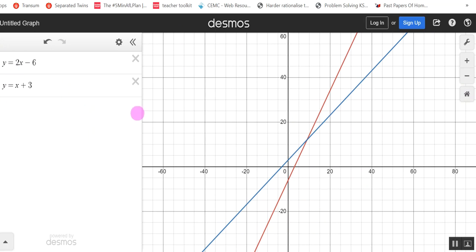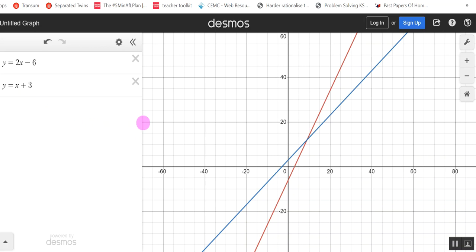Two lines cross, look. You can see if I zoom out. The red one goes up faster and the blue one goes up slower. Does that make sense based on the equations? How would I know that's going to happen anyway? Which one goes up faster? The steeper, the red one. It might not be red on yours, so 2x minus 6 goes up faster than x plus 3. How do I know that was going to happen?